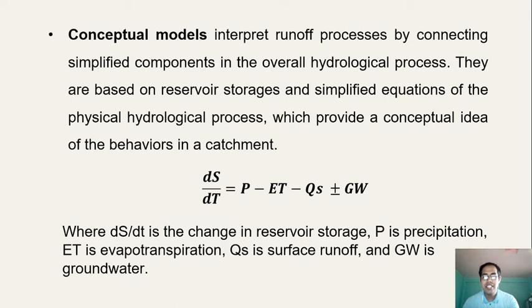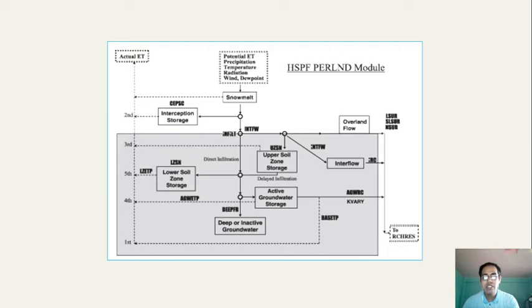So this is the governing equation of the conceptual models. dS/dt = P - ET - Qs ± GW, where dS/dt is the change in reservoir storage, P is precipitation, ET is the evapotranspiration, Qs is surface runoff, and GW is groundwater. The illustration shows the PARL and D as an assembly of multiple storage processes following the water balance equation.